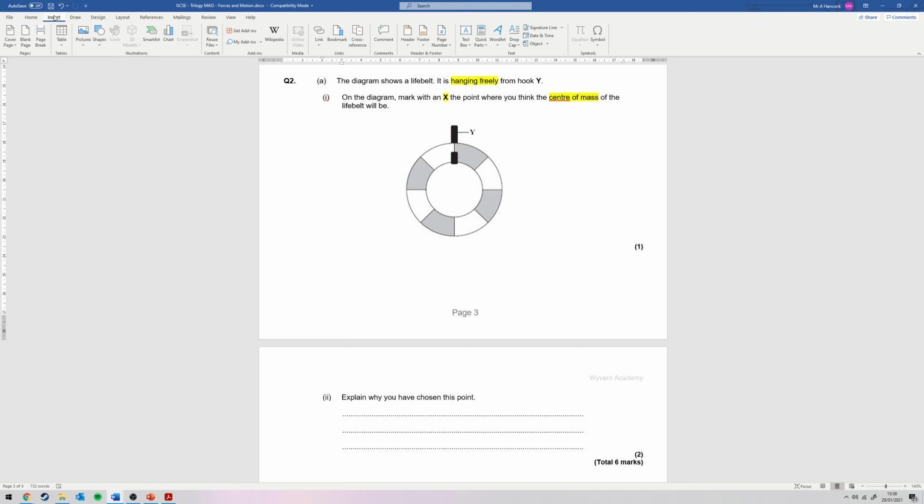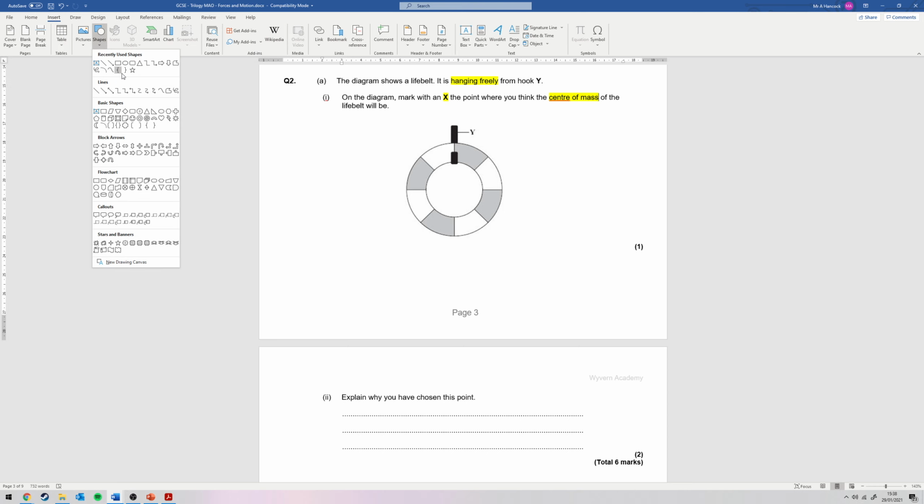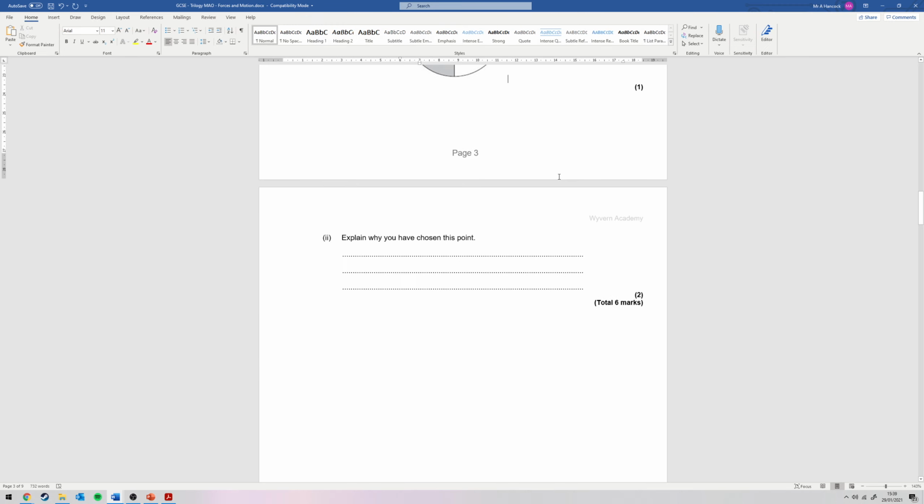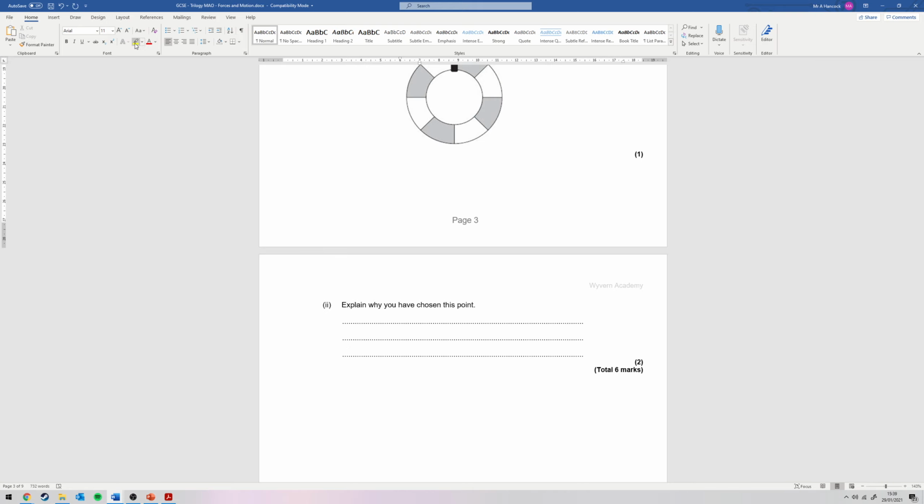If you are doing this on a computer, go on to Insert, Shapes, and then choose a shape. There is actually a little X shape somewhere, which I can't see for some reason. So just get any shape, little diamond. There's a little diamond. Okay, and then position it wherever you think the center of mass is. Explain why you have chosen this point.